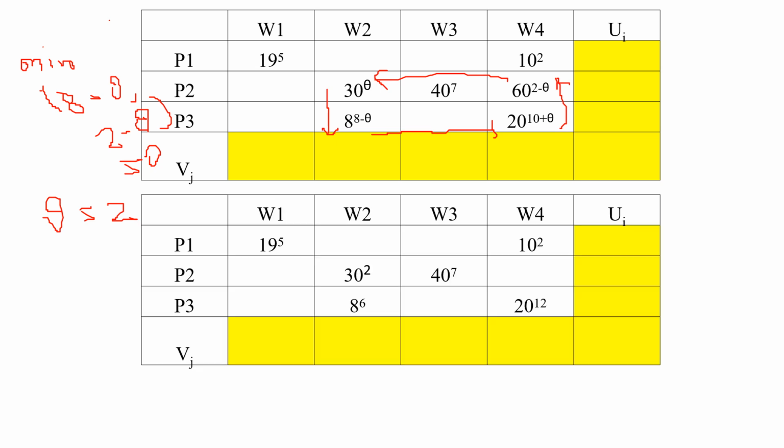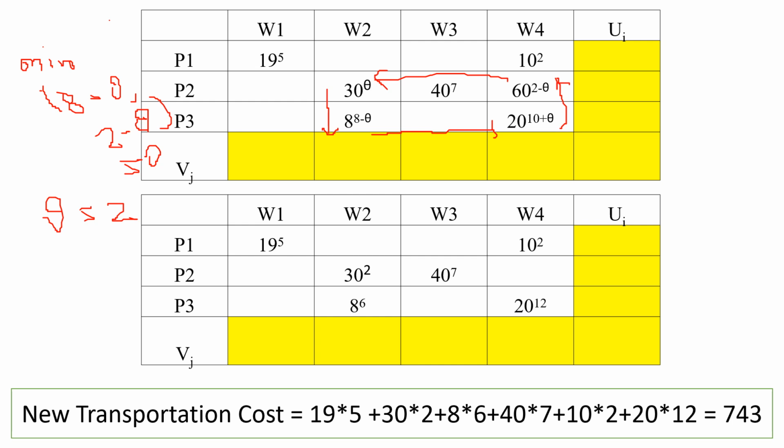Then you will find another cell in front of you. Initially 10 into 5 was there, it has been retained. 30 into 2, 8 into 6, 40 into 7, 20 into 12, 6 already existed, and 10 into 2. In this way, if you calculate further, your transportation cost has been reduced to 743. Previously it was 779. Now it is 743.